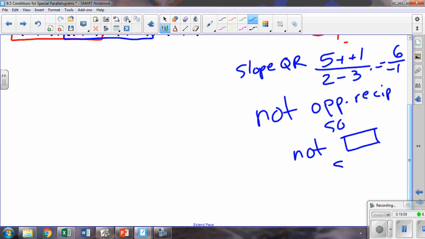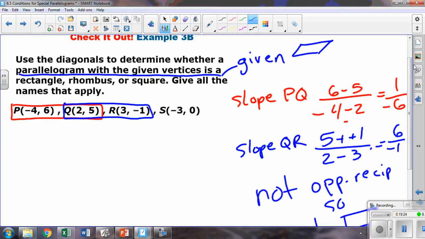Well, of course, since it's not a rectangle, it can't be a square if it's not a rectangle. So, there. It's a little bit closer to a square. Well, just by checking this, we're able to rule out a couple of things. Not a rectangle, not a square. Could it be a rhombus? Now I'm going to erase all of this stuff so that we've got some room to work with.